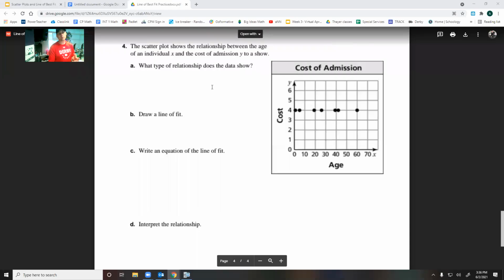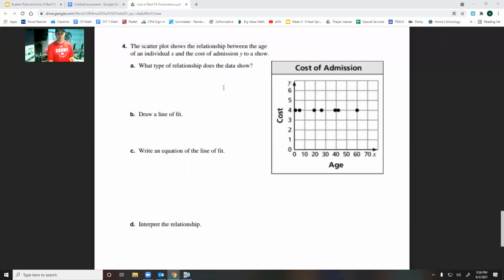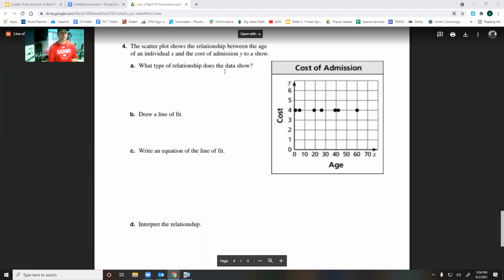In the last practice problem here, you're studying the cost of admission as age increases. So taking a look at this, our first job is to say, what type of relationship is this? Is it going up? Is it going down? No, neither. So there's no relationship here then.